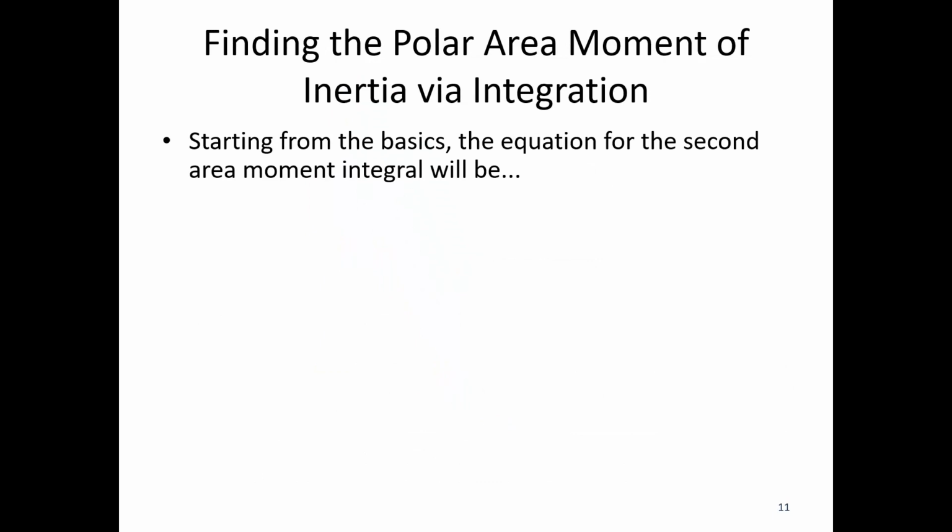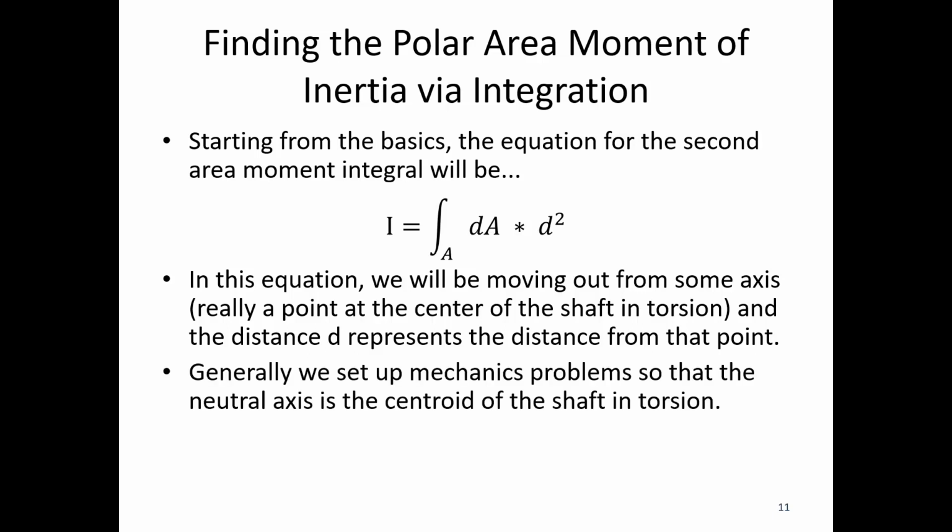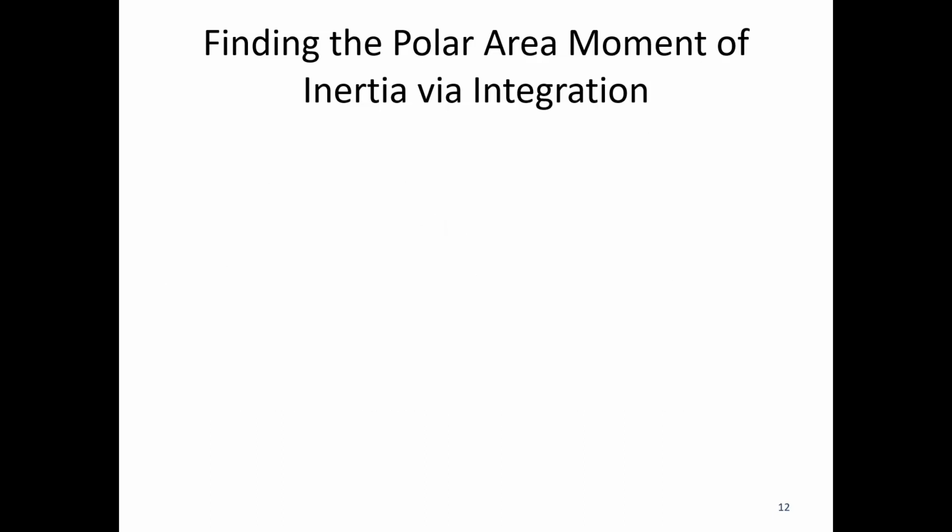All right, so starting from the basics, the second area moment integral, this is our same equation that we had before. In this case, though, it's going to be a little different. We're moving out from some axis, so it's not a horizontal or vertical axis. And really, in our cross-section, the z-axis is just a point. It is just the origin point, and we are radiating out from that point. So the neutral axis is going to be the centroid. That's where our zero stress exists, and we move out from that point.